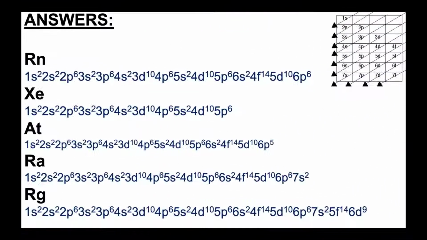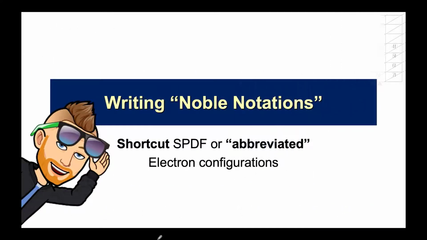All right, if you did this correctly, here's what you should have gotten. If you didn't get it right or have any questions, make sure you note them, and we will certainly address them tomorrow. The next portion of our video revolves around how to write something called noble notations. These are essentially shortcut SPDF electron configurations. Some people would call them abbreviated electron configurations. Let me show you what these are all about.